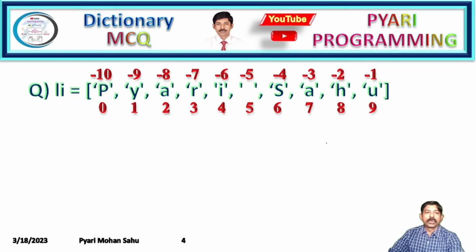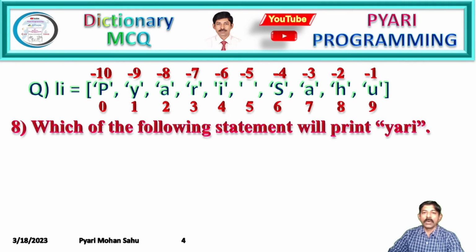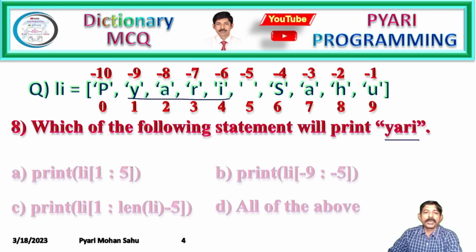Let's check this question. We have a list. The question is saying, which of the following statements will print Yari? That means I will apply the reverse mechanism now. Last time we saw index positions were given and I was extracting the characters. Now the characters are given and I will find out the index positions. So I will mark at Y. I need this one, Y-A-R-I. This much I need. Let's see the options.